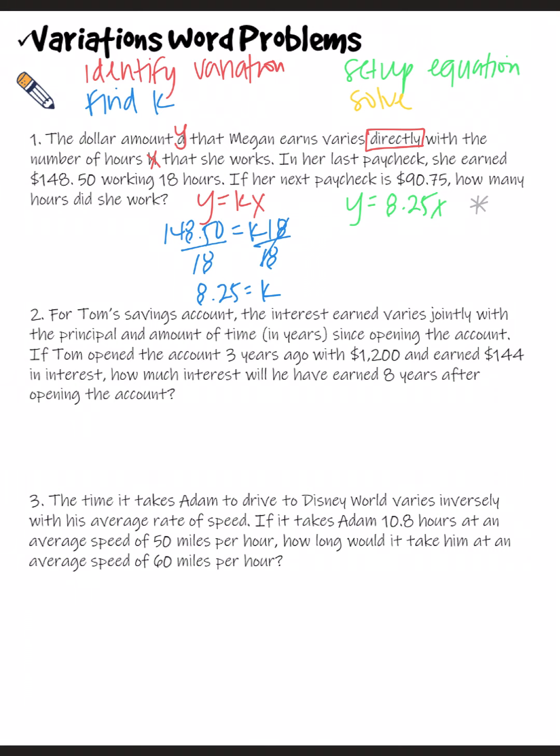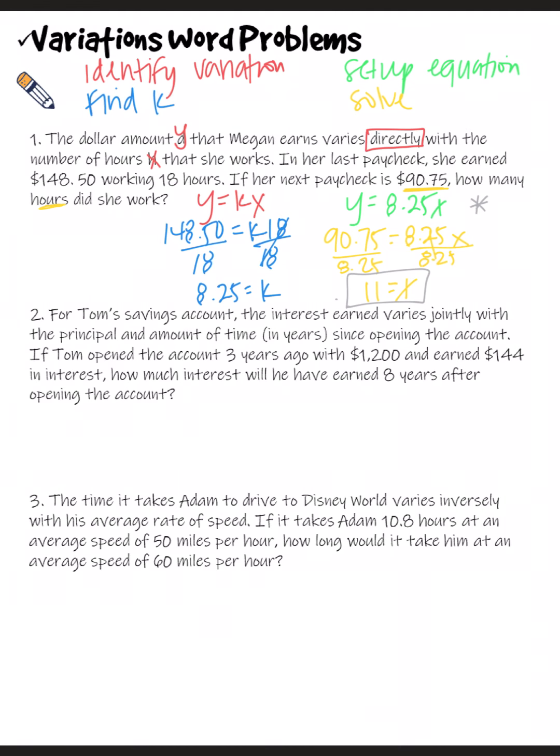If her next paycheck is $90.75, so that's how much she's going to earn total, we want to know how many hours did she work. So that's x. So 8.25 times x. Now we need to solve for x. We're going to divide both sides by 8.25, and that's 11. So she worked, and I really should make you guys write these in sentences, she worked 11 hours to earn $90.75. Okay?